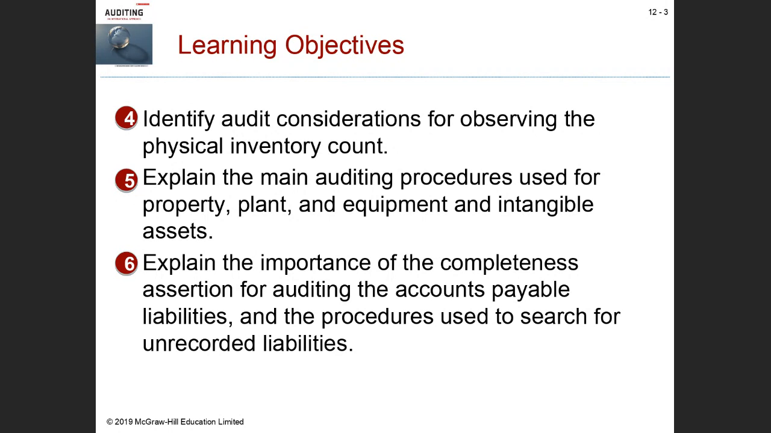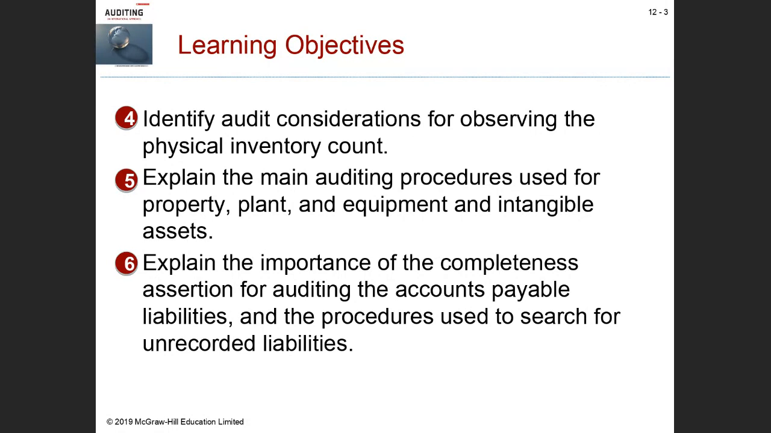From an auditor's perspective, we're saying the liabilities are complete. And because this area is subject to management manipulation, by not recording all of the liabilities, that's why the auditors will conduct quite a few procedures to search for unrecorded liabilities. Okay, so just the latter part of point 6 here. The auditors use procedures to search for unrecorded liabilities because auditors cannot just trust management, right?